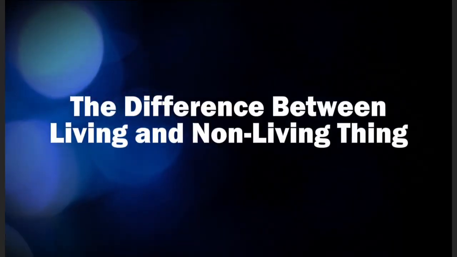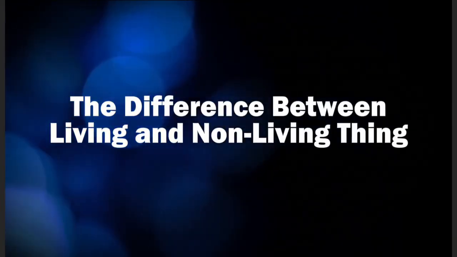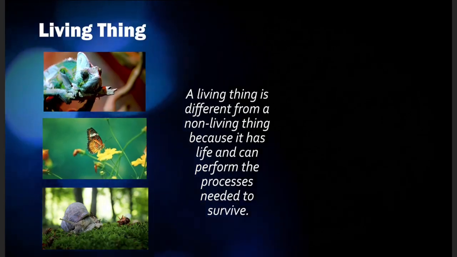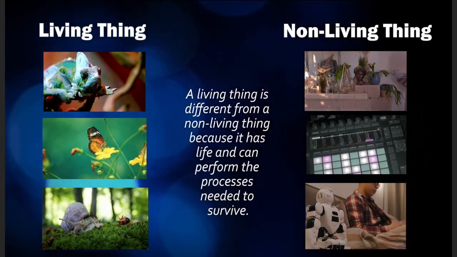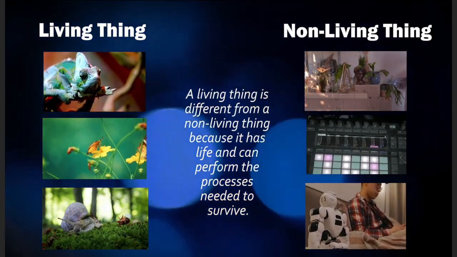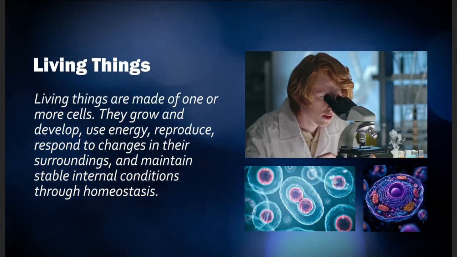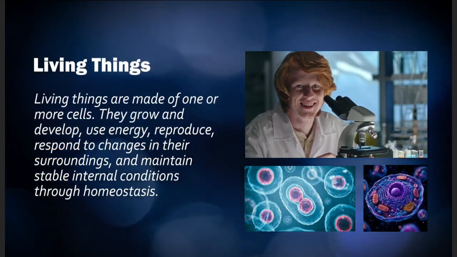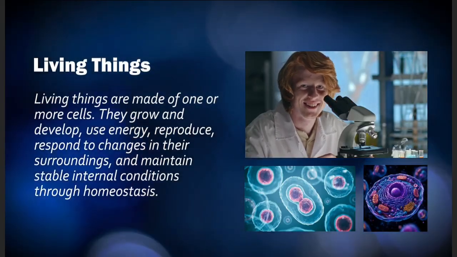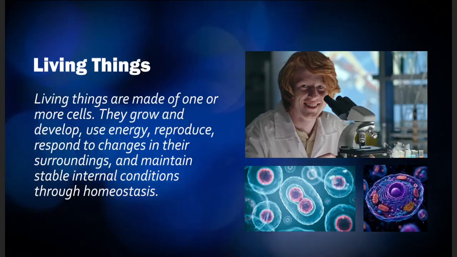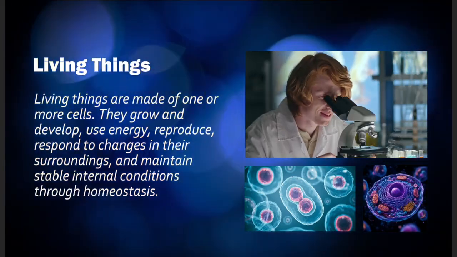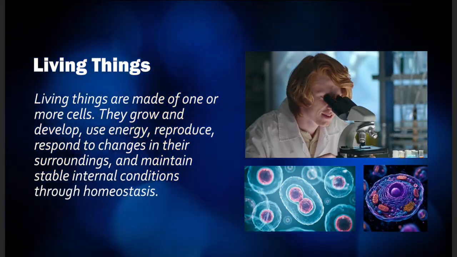What is the difference between a living thing and a non-living thing? A living thing is different from a non-living thing because it has a life and can perform the processes needed to survive. Living things are made up of one or more cells. They grow and develop, use energy, reproduce, and respond to changes in their surroundings. They also maintain stable internal conditions through homeostasis.